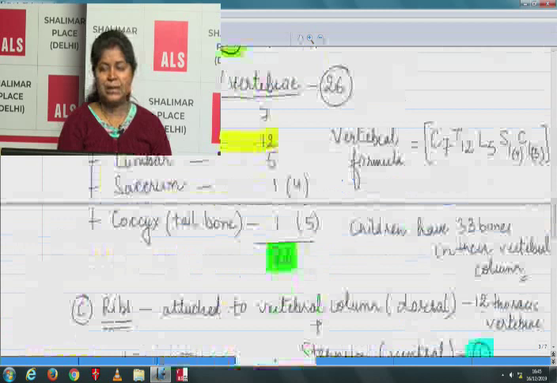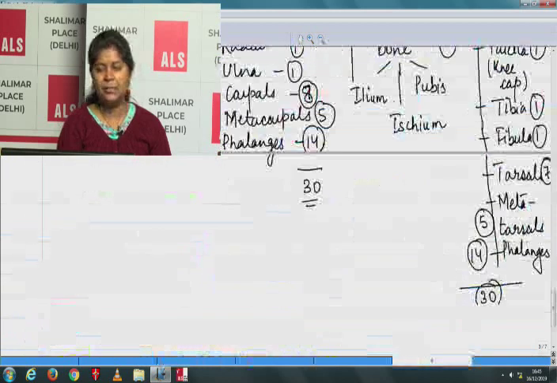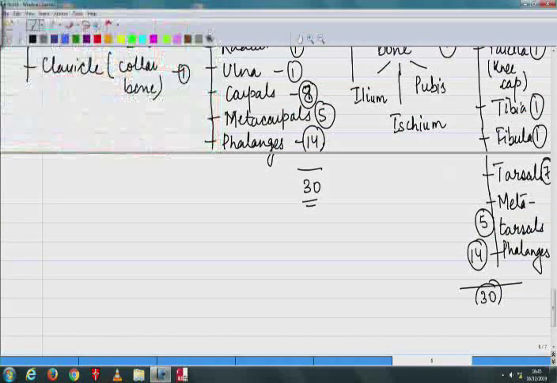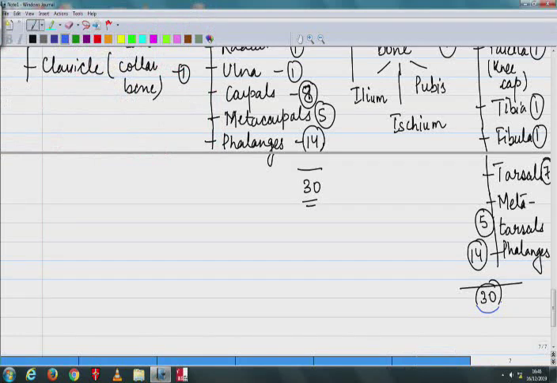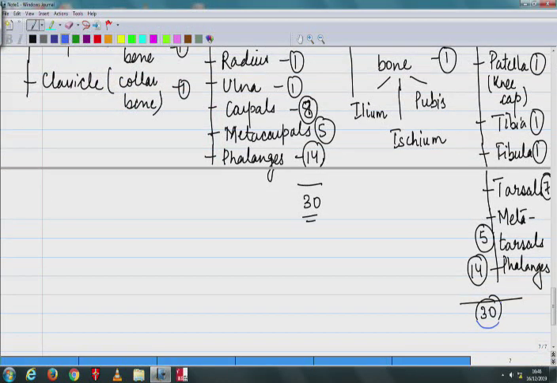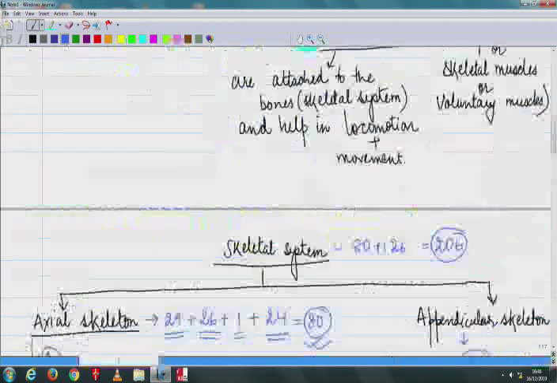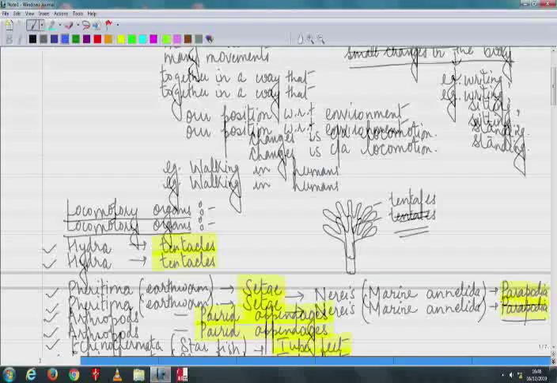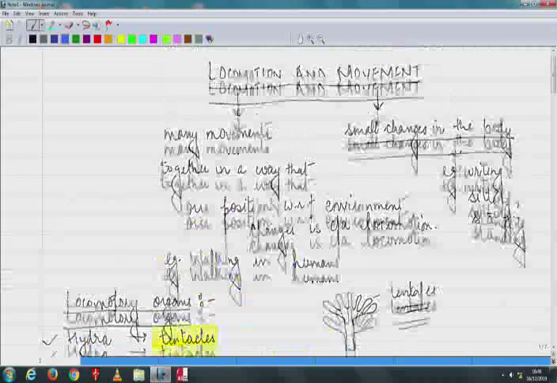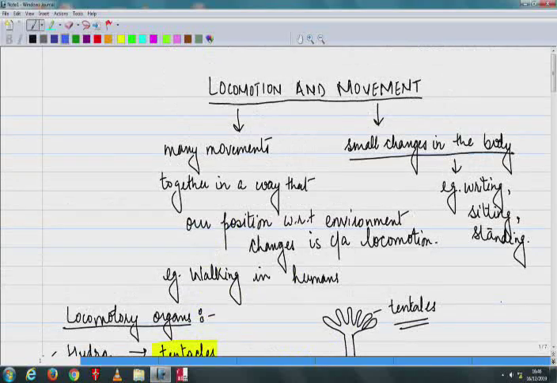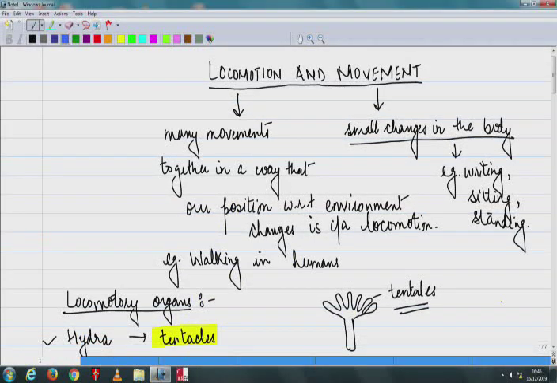Isn't it? Let's quickly revise whatever we have done. We started with locomotion and movement. Small changes are said to be movement. And when you go for big changes, that is a change in placement, a displacement from one point to another, they are said to be locomotion.